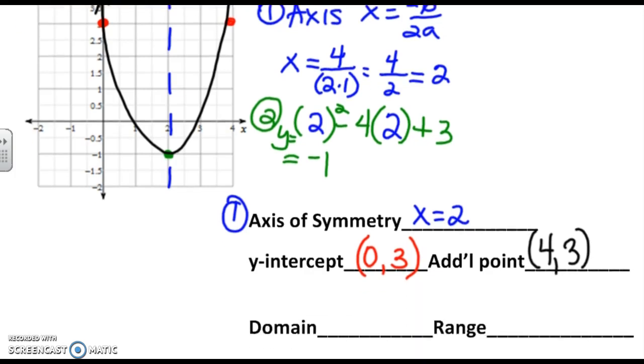And a couple last things to get. Our domain is always going to be negative infinity to infinity. And our range, in this case, since this is a low point, our low point is going to be negative 1. And from there, it's going to go up to infinity.